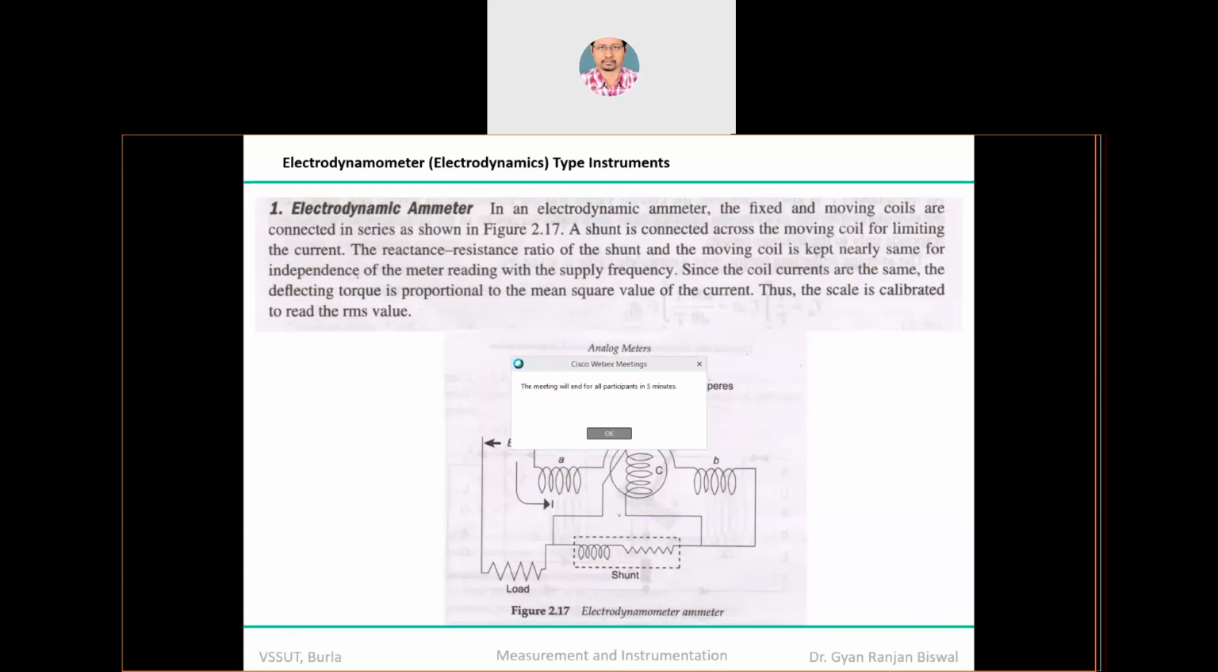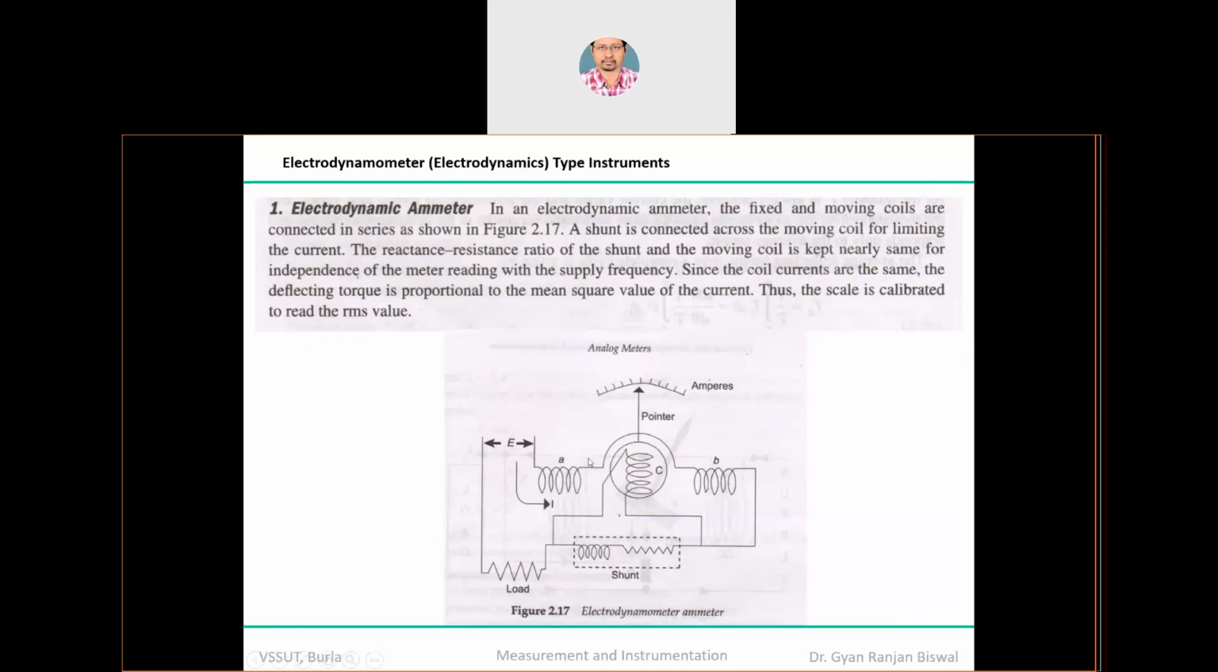Have you noticed the difference? If you compare these two circuits, have you noticed the difference? The difference is in the electrodynamometer type of ammeter. In a real-life scenario, something additional has been applied.